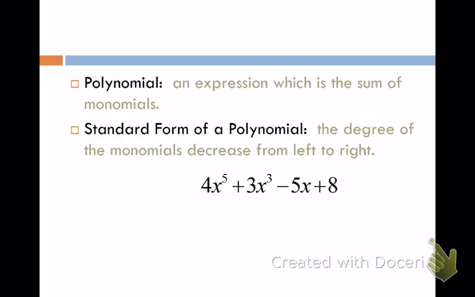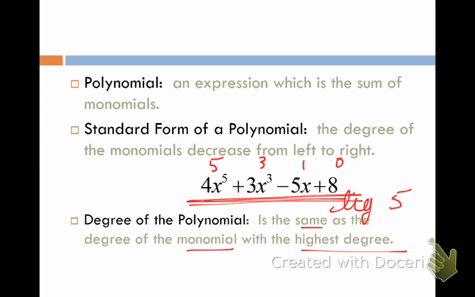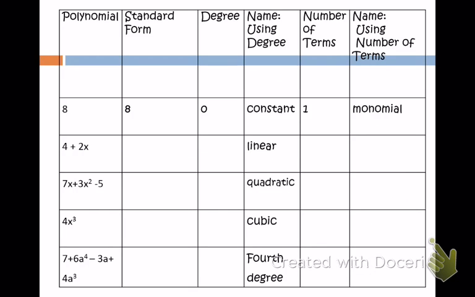Okay? So standard form. Now, polynomials have degrees, and it's sometimes different than the degree of the monomials. Like I said, this monomial is degree 5, this one's 3, this one's 1, this one's 0. So what's the degree of the polynomial? It's the same as the highest degree monomial. So the degree of this whole polynomial is 5. That's the highest degree monomial. Okay? All right. So let's try our hand at some of this terminology.